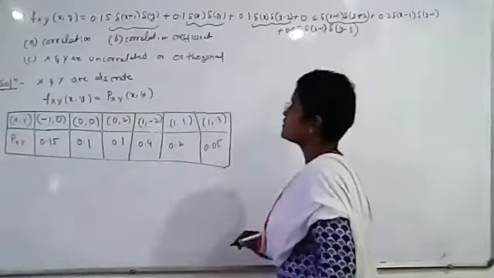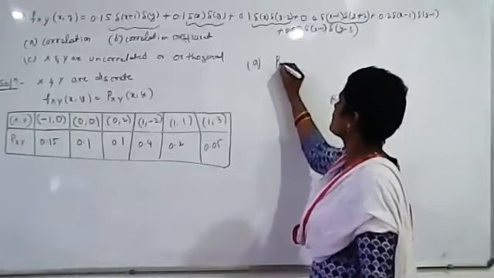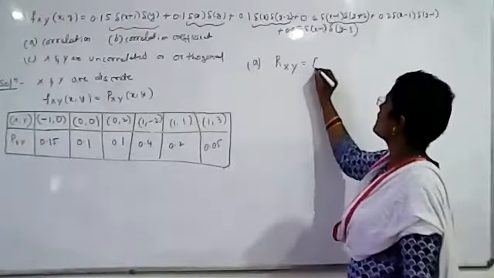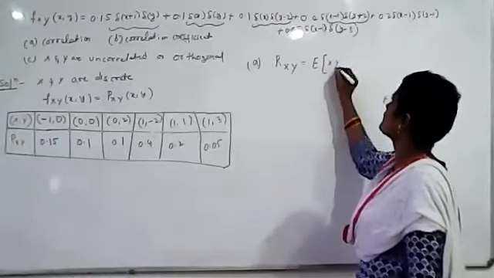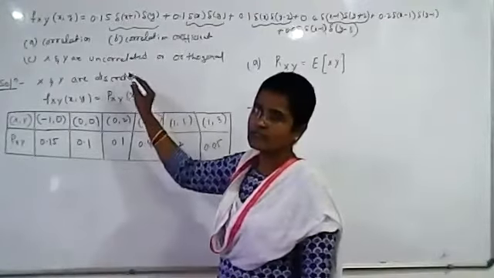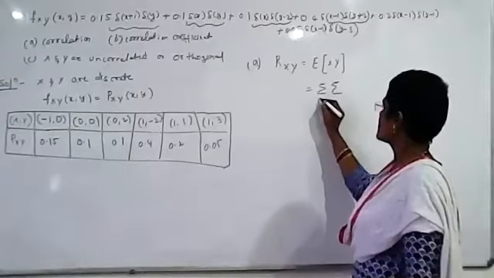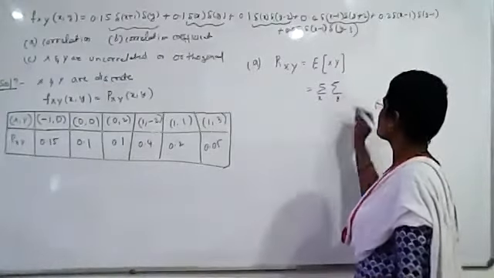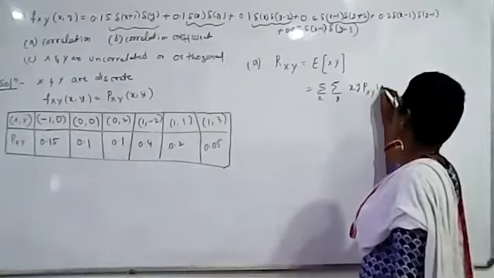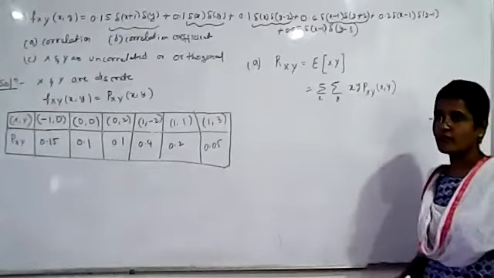So now, what is correlation? Correlation we denote with R_XY. It is nothing but the expected value of XY. Is it continuous or discrete? We have discussed that X and Y are discrete. So what is the equation for discrete? Summation with respect to x, summation with respect to y, of xy P_XY(x, y).